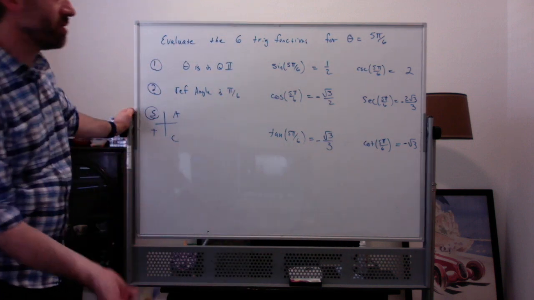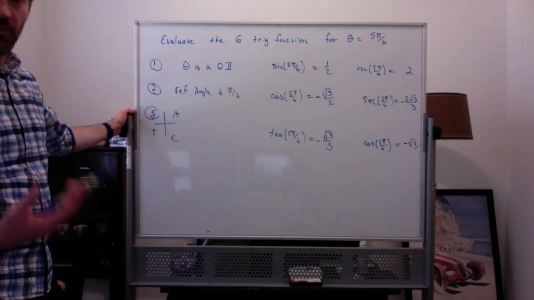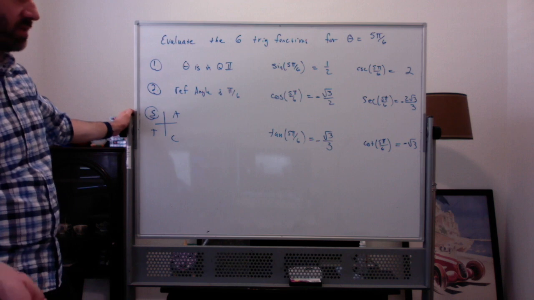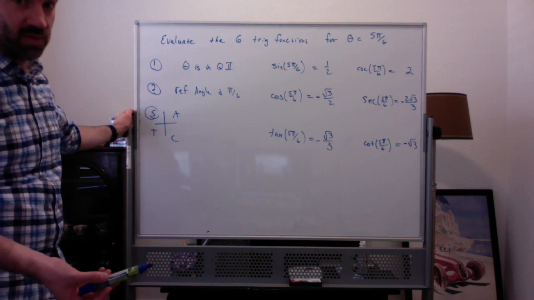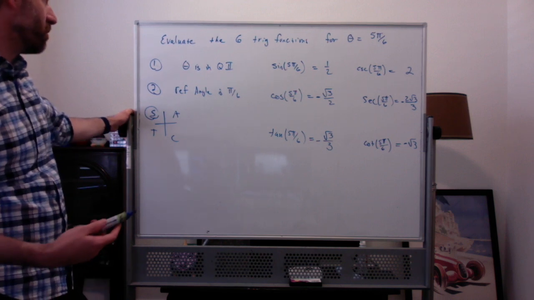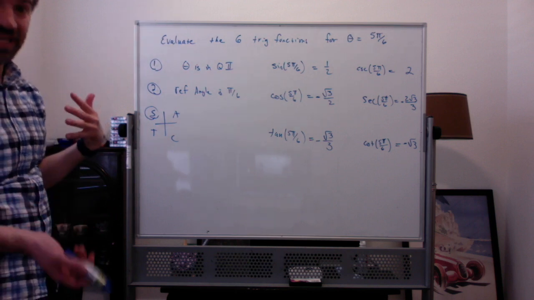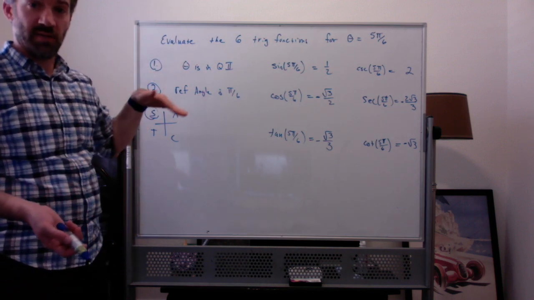So typically I use the reference angle to find the values, right? I know that sine of pi over 6 is 1/2, cosine of pi over 6 is root 3 over 2, etc. And then I use the quadrant the angle is in to determine whether it's positive or negative.